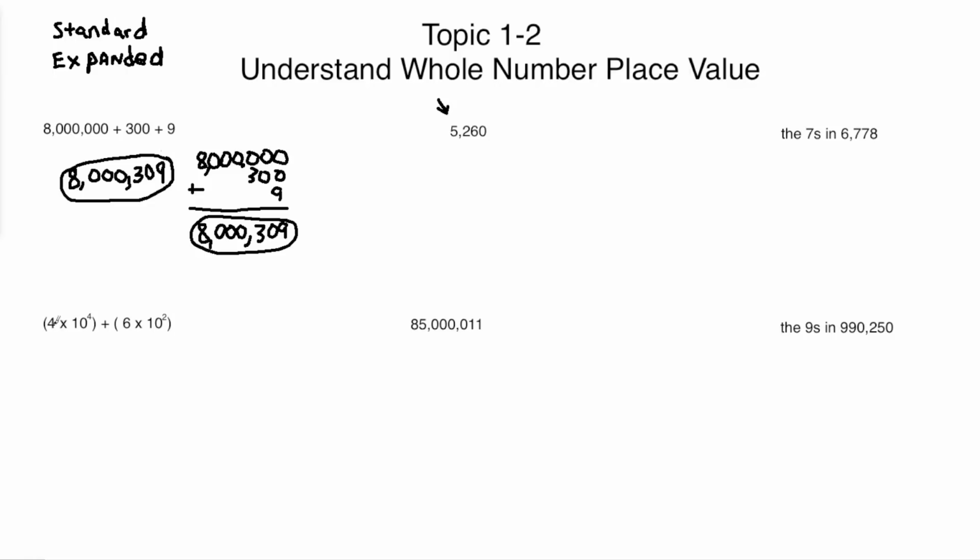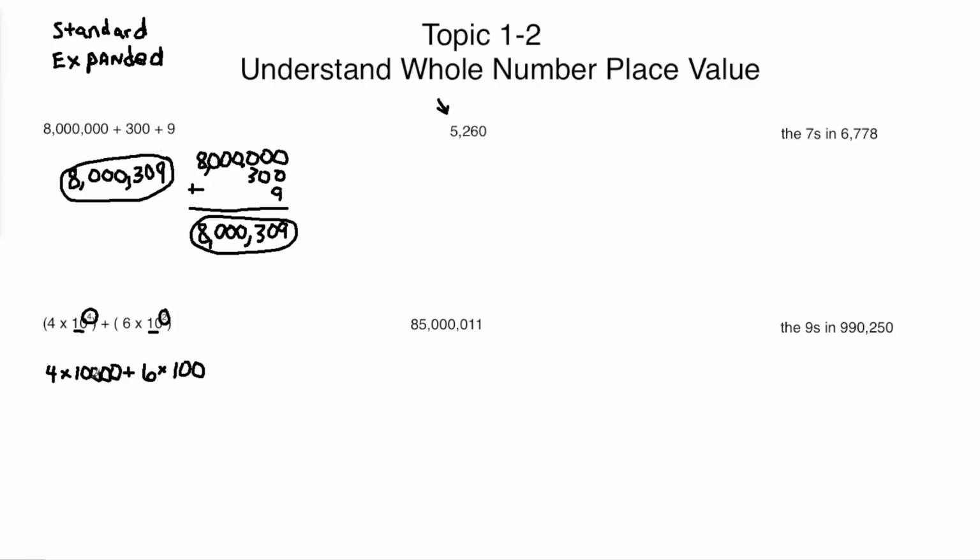All right. So we have 4 times 10. The base is a 10, and the little exponent tells how many zeros there are. So that is 4 zeros. And then we have 6 times 10 to the second power. That means 2 zeros. That means 10 times 10. The other one means 10 times 10 times 10 times 10.